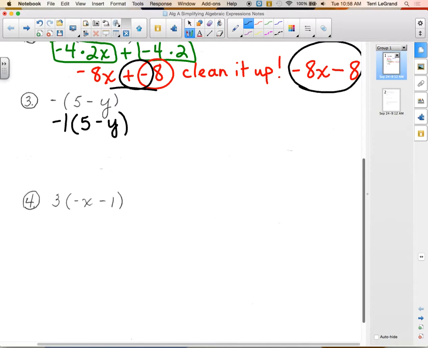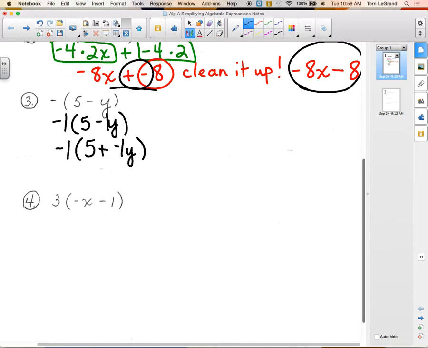So that -1 is going to stay -1. That 5 is going to stay 5. The other thing we're going to do is slip a 1 in front of that y. When there's not a number in front of the variable, we can put a 1 in there. Now we're going to change our subtraction here to addition, and we're going to ask ourselves, what's the opposite of 1y?